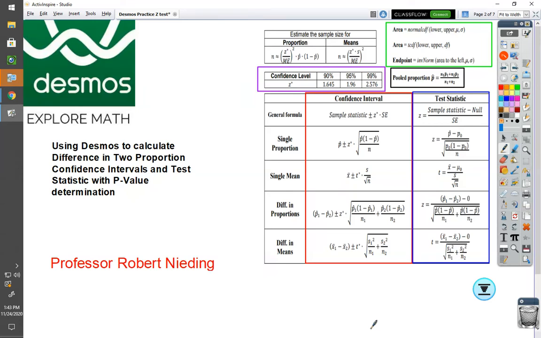This is Professor Nina, and I'm back with another instance of Desmos. In this particular activity, we're going to find the difference of two proportions. So we're going to be focusing on finding a CI and finding a test statistic. Once we find a test statistic, we'll also calculate a p-value from that determination.